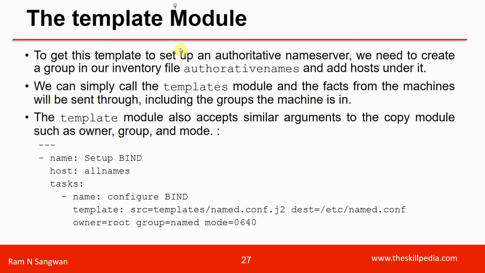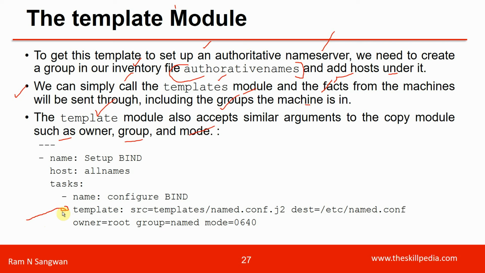To get this template to set up an authoritative name server, we need to create a group in our inventory file, and this is the name authoritative names, and add host under this group. We can simply call the template module, and the facts from the machine will be sent through, including the group the machine is in. The template module also accepts similar arguments to the copy module such as owner, group, and mode. And here this is the call to the template module.